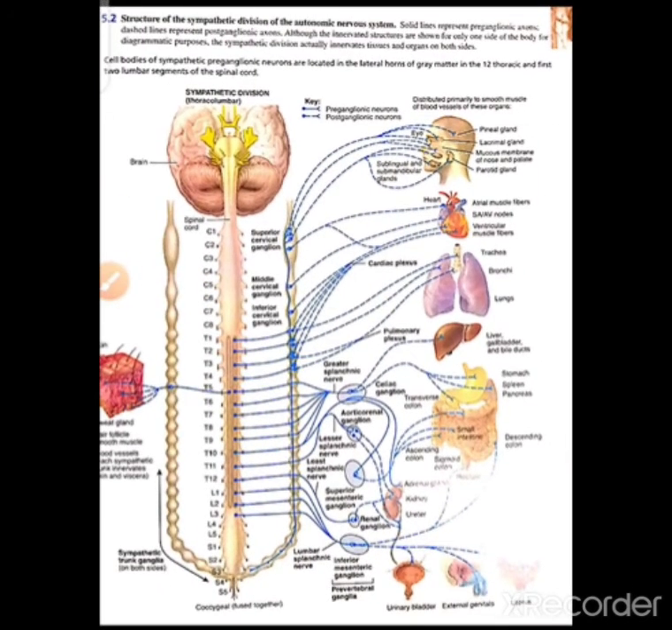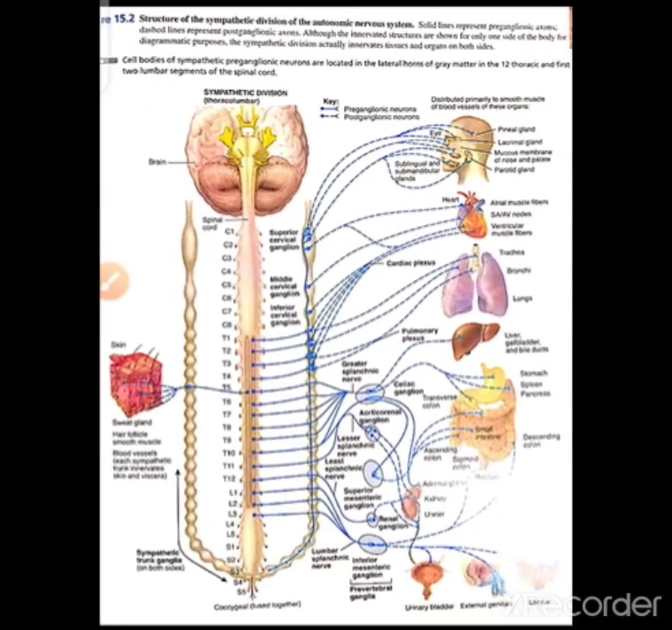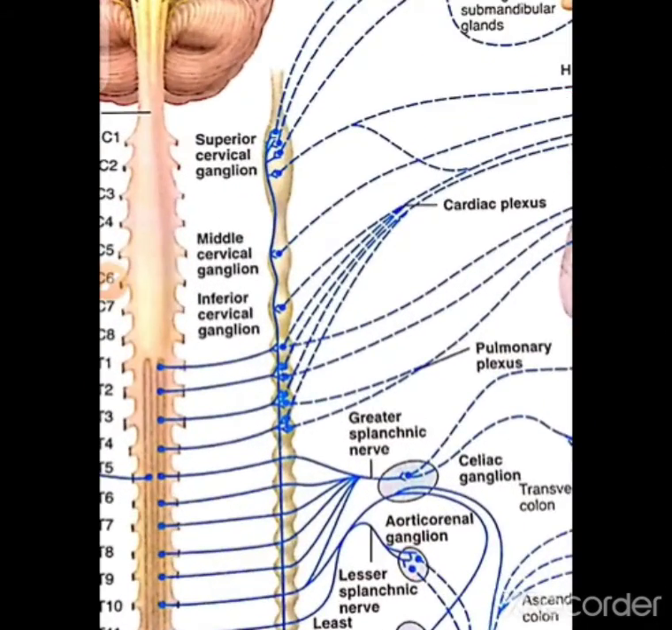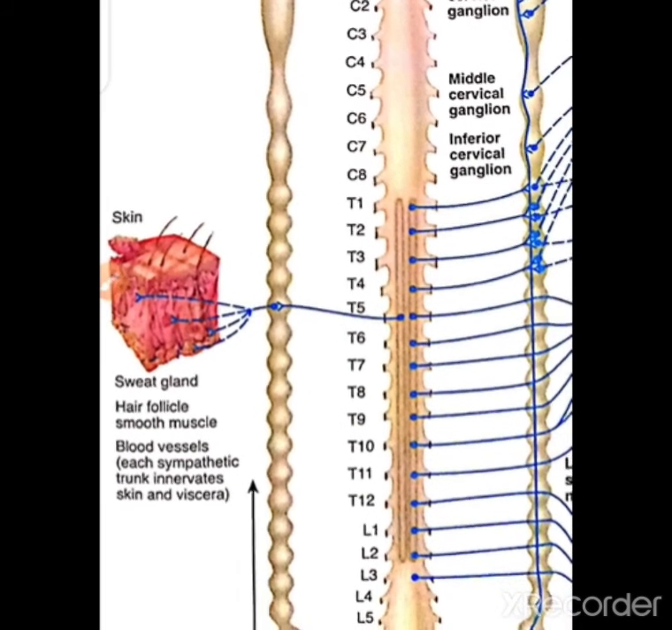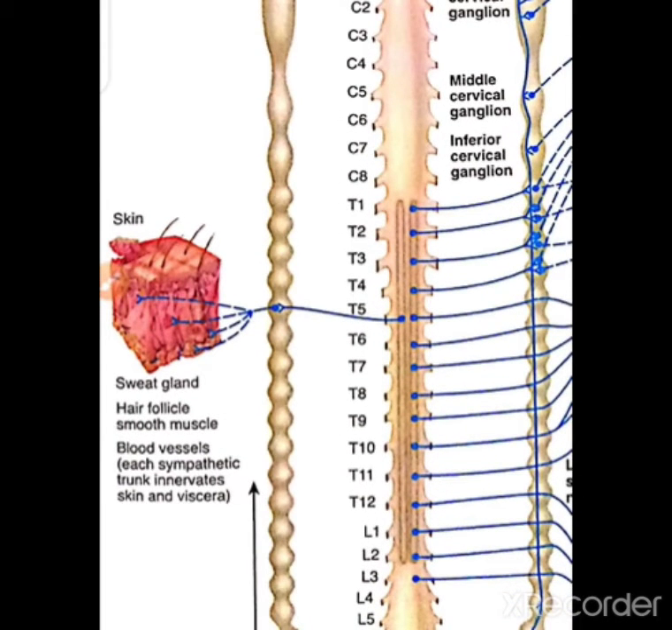Now, next, here you can see the sweat glands also. At the T5 level they are supplying the sweat glands, hair follicles, smooth muscle, blood vessels. Each sympathetic trunk ganglion innervates skin and the viscera. The sympathetic trunk ganglia on both sides are present from the base of the skull to the S3 level.